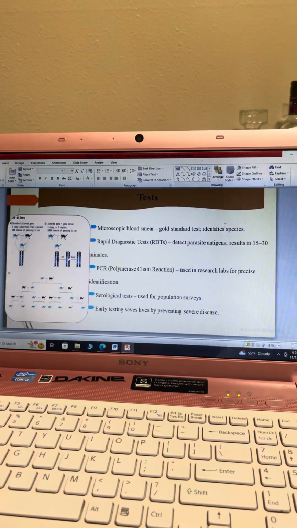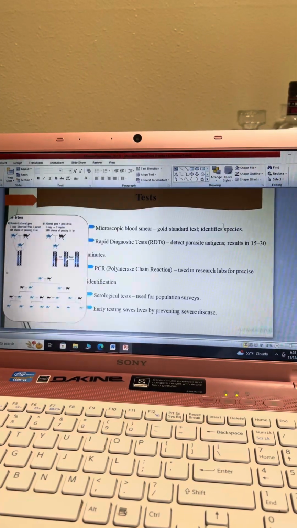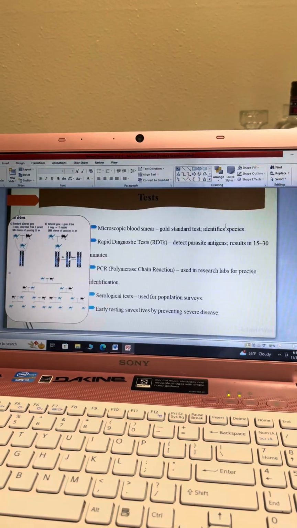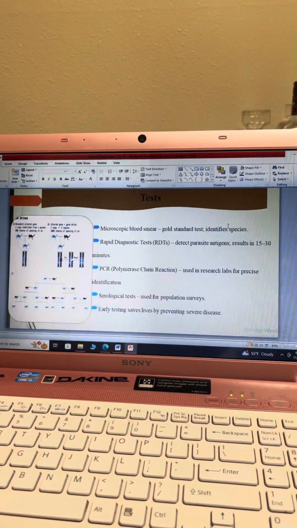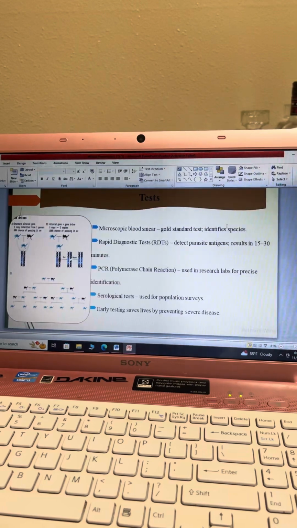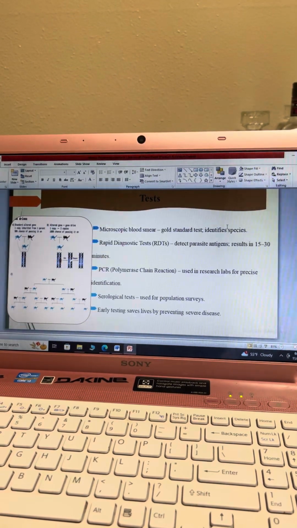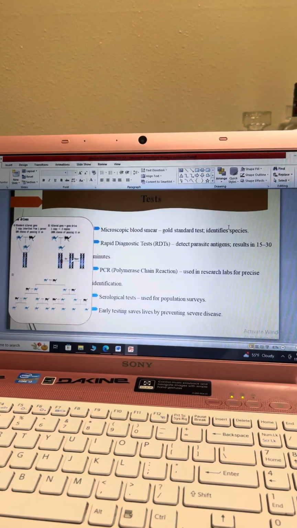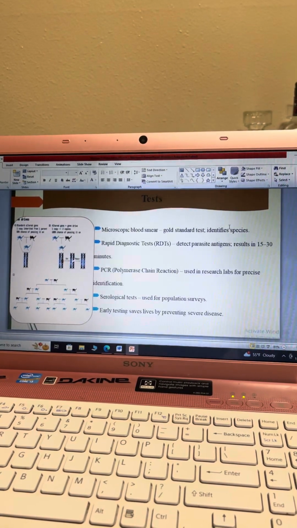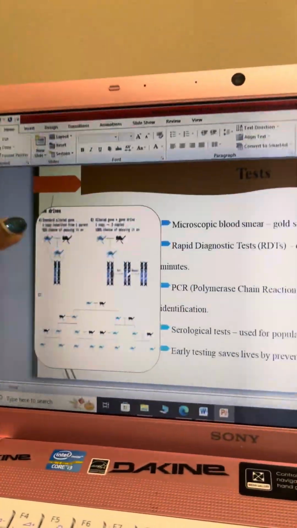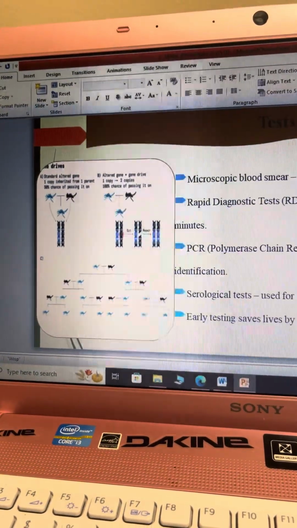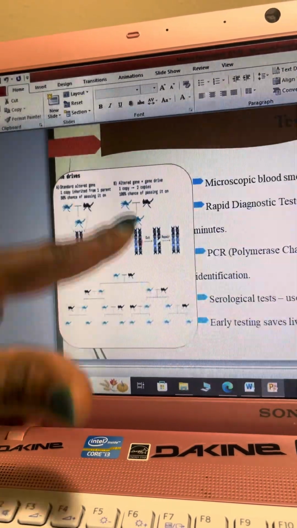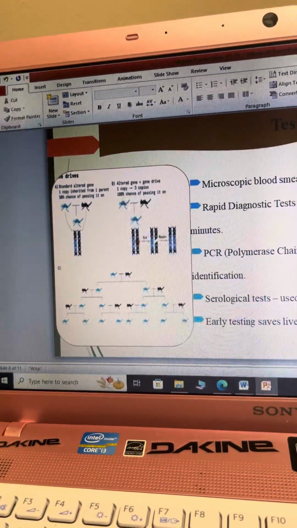PCR, polymerase chain reaction, is used in research labs for precise identification. Serological tests are used for population surveys. Early testing can help save lives by preventing severe disease progression. This again is on my left. I have a sample of a microscopic blood smear and the results that have been gotten.